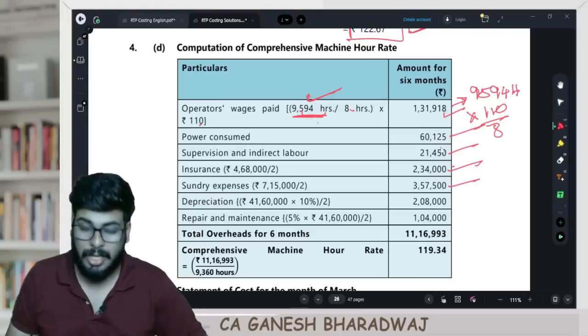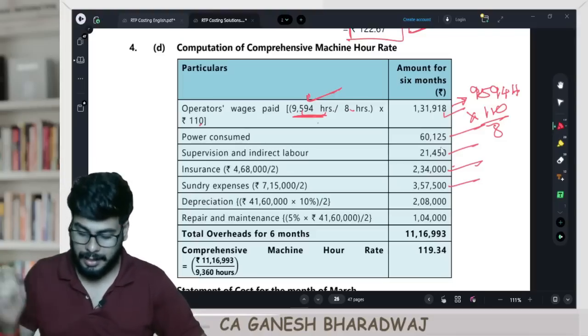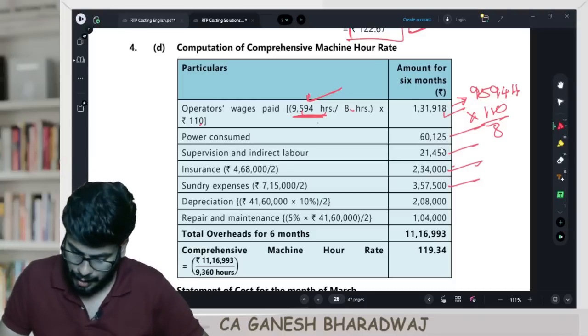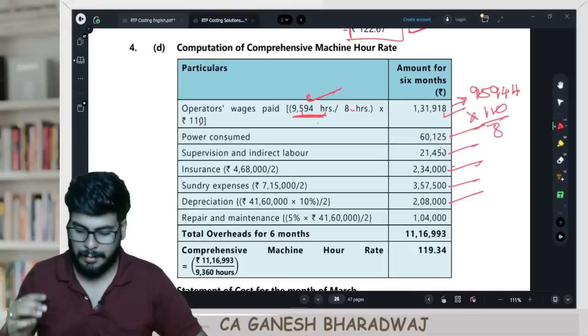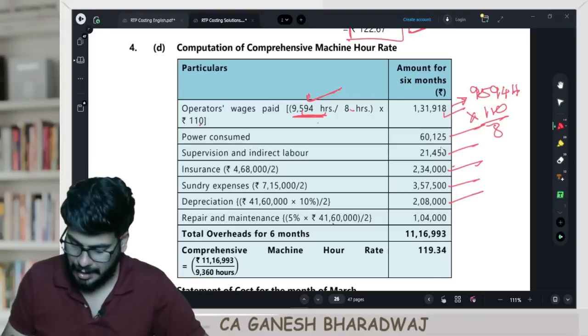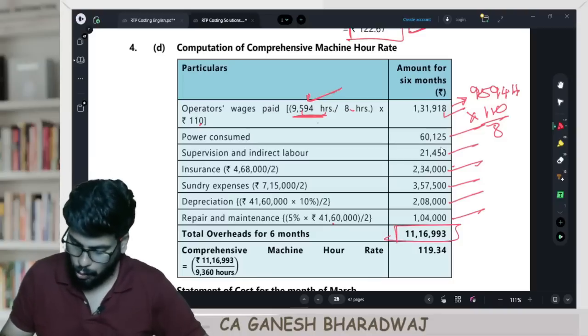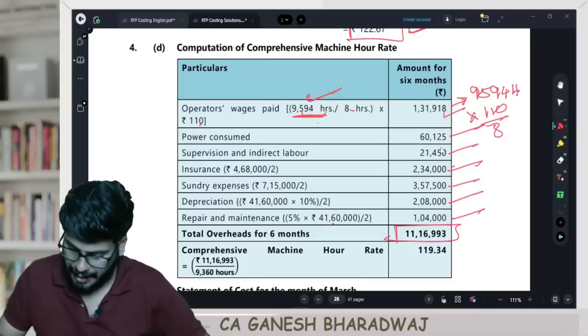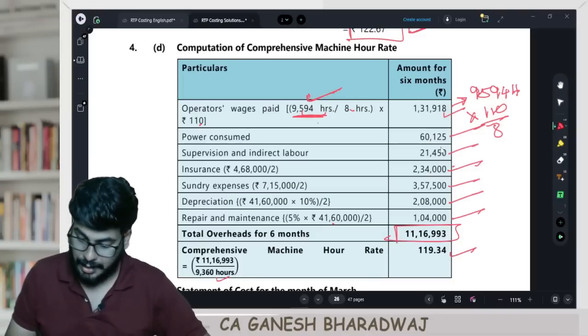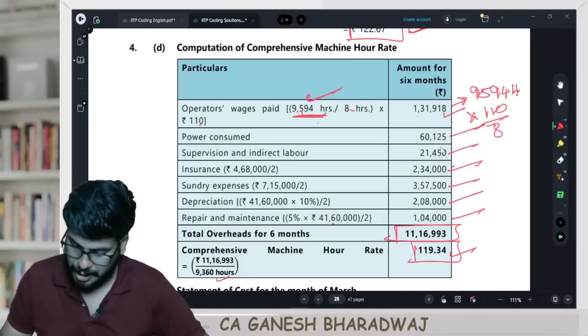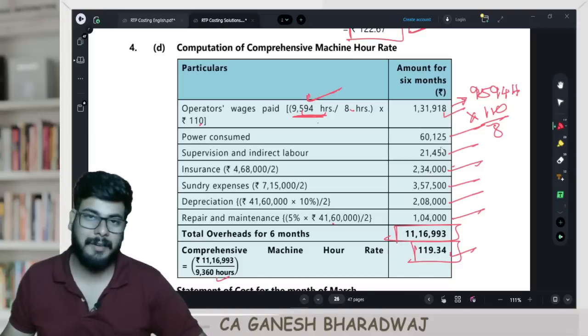Depreciation is given as 41,60,000. 41,60,000 into 10%, that's the per annum figure, divided by 2, you get how much? 2,08,000. Similarly, repairs and maintenance, 5% on the value, divided by 2, you get what? 1,04,000. So this is going to be the total overheads for a span of 6 months, divided by what? Divided by 9360, which is the effective hours for which it's being run. So the comprehensive machine hour rate is going to be 119.34.